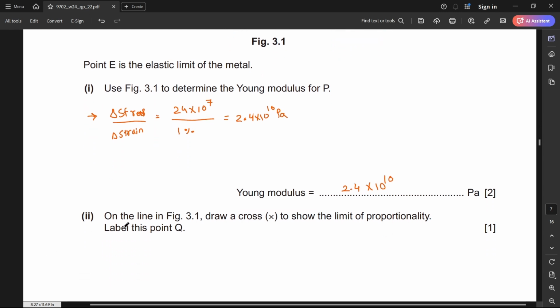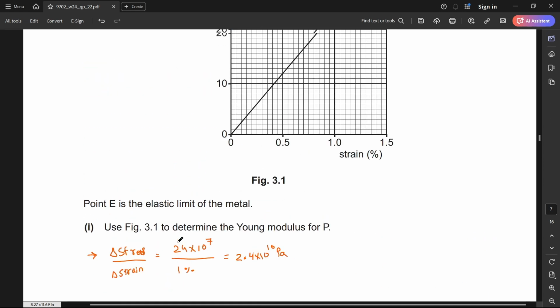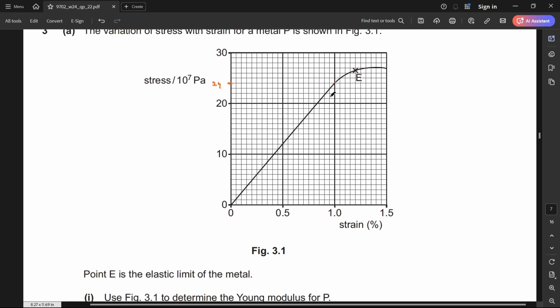Now in part 2, it is given that on the line in figure 3.1, draw a cross showing the limit of proportionality and label this as point Q. So clearly I told you that after this point we can see that the line is bending. So the limit of proportionality is only true till this point, and therefore I just mark it with a cross and label it with point Q. So that is where we are going to have the limit of proportionality for the metal P.